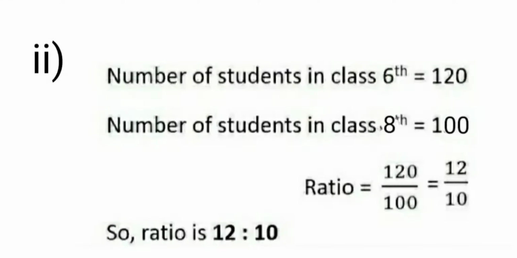Second number is we have to find out the ratio of 6 and 8 class. So number of children in class 6 is 120 and number of students in class 8 is here 100. So ratio is 120 divided by 100. When you simplify that, we get 12 by 10. The simplest form of 120 and 100 is 12 by 10. So ratio is here 12 is to 10.